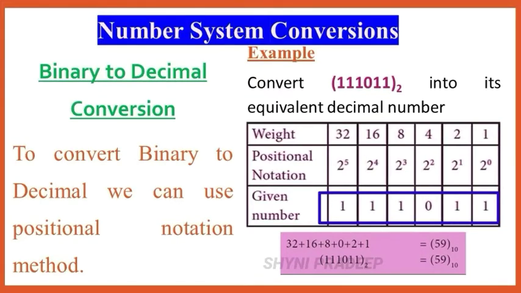111011. Now multiply each number with its weight. So you will get the answer 32 plus 16 plus 8 plus 0 plus 2 plus 1 is equal to 59. This is the decimal number, so write the decimal base value 10. 59 base 10. This is the answer.